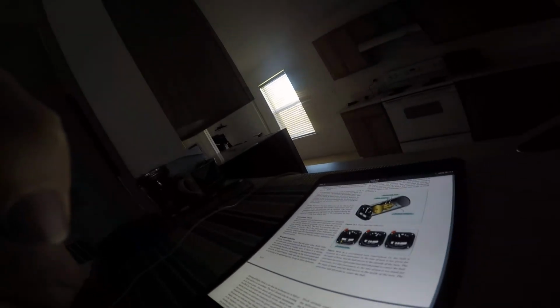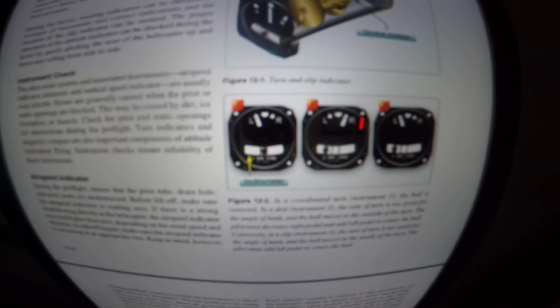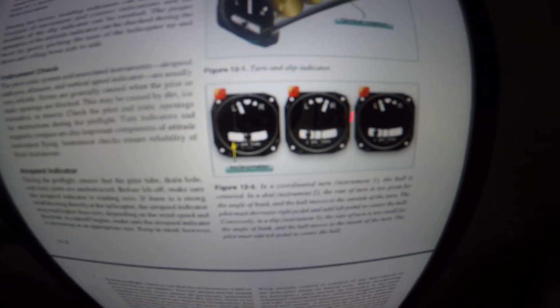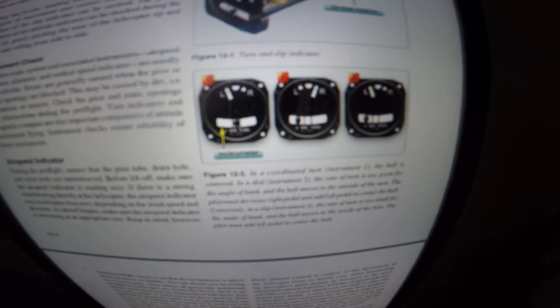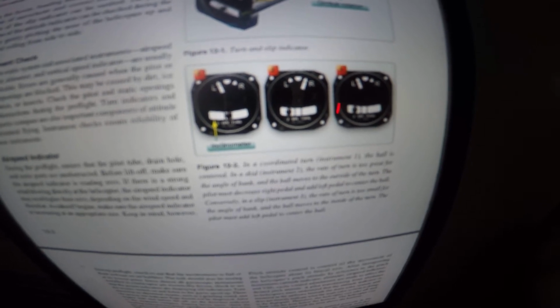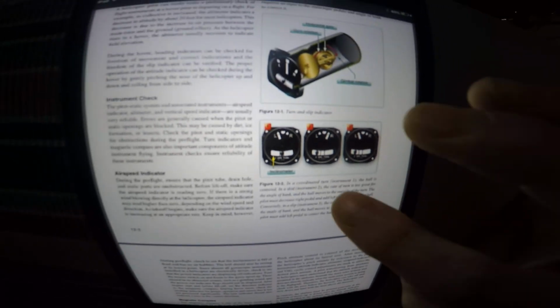All right, figure 12-2. In a coordinated turn, instrument 1, the ball is centered. In a skid, instrument 2, the rate of turn is too great for the angle of bank, and the ball moves to the outside of the turn. The pilot must decrease right pedal and add left pedal to center the ball. Conversely, in a slip, instrument 3, the rate of turn is too small for the angle of bank, and the ball moves to the inside of the turn. The pilot must add left pedal to center the ball.